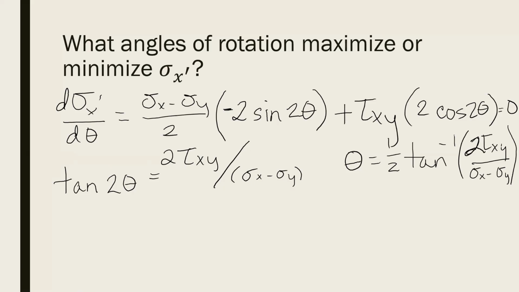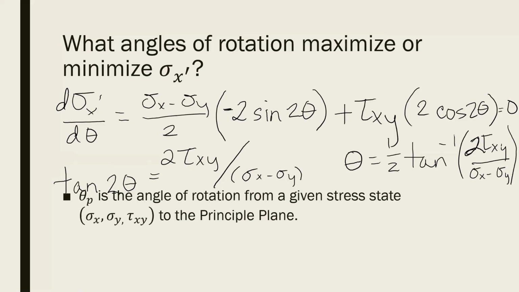And this value of theta that gets us to our maximum value of sigma x prime has a very special name. It's what we call our principal angle. So I'm going to put a sub p. We call it that because it's the angle of rotation. It's how much we have to rotate our coordinate axes to get to what we call the principal plane, which is where our maximum sigma x prime acts.